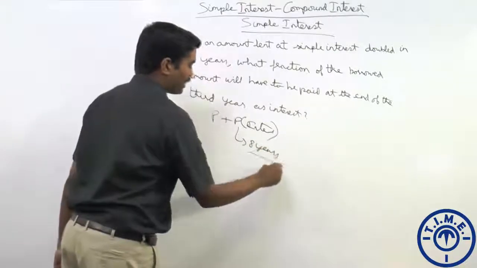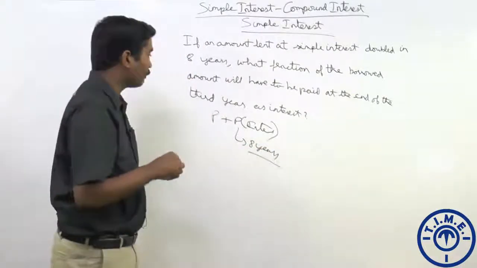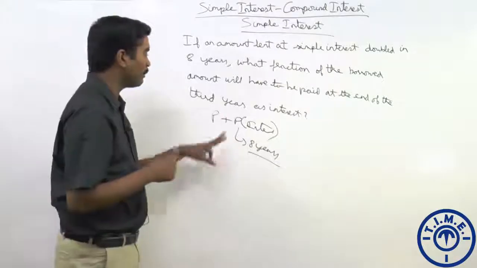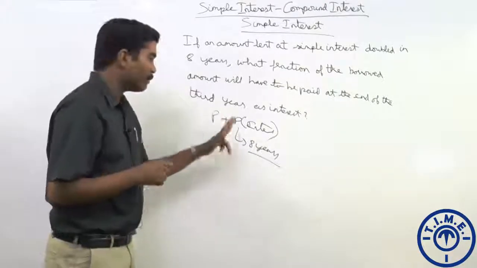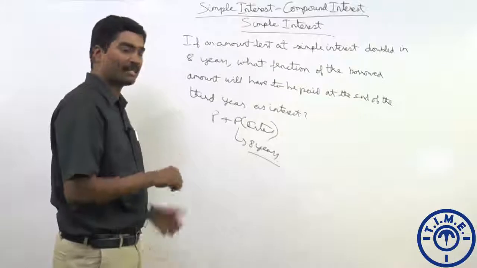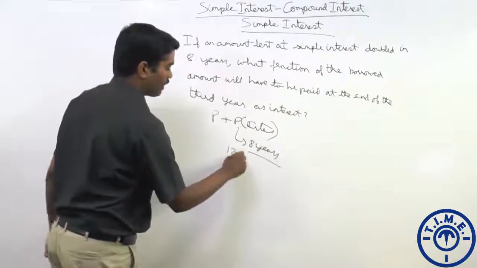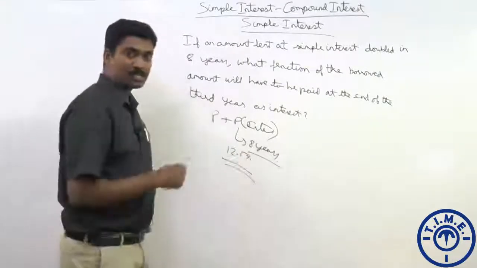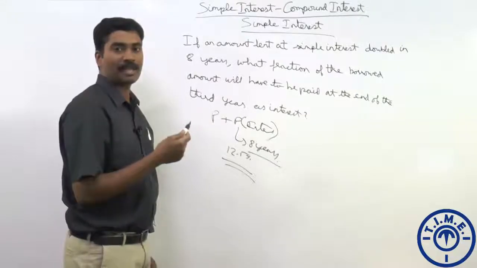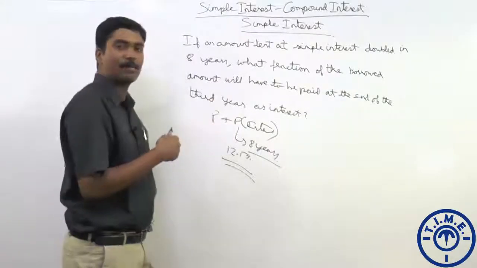Now, what is the meaning of that? Each year I am adding P by 8 as the interest each year. P by 8 or 1/8 of P is nothing but 12.5%, which means 12.5% is the rate of interest that I am paying or I am being charged per year.